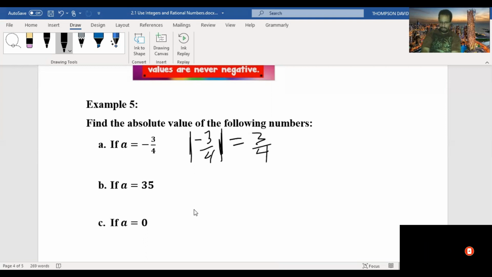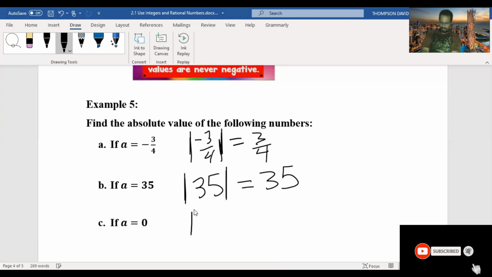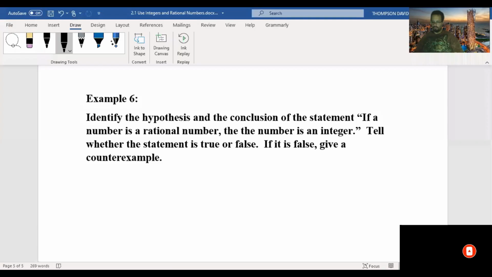Part B, if A equals 35, so just make our absolute value symbols, put 35 in the middle. And the absolute value of 35 is just positive 35 because again, absolute value cannot be negative. Trick question, if A equals 0, we say absolute value is 0. The distance from 0 is 0, so absolute value of 0 is 0, and we are done example 5.